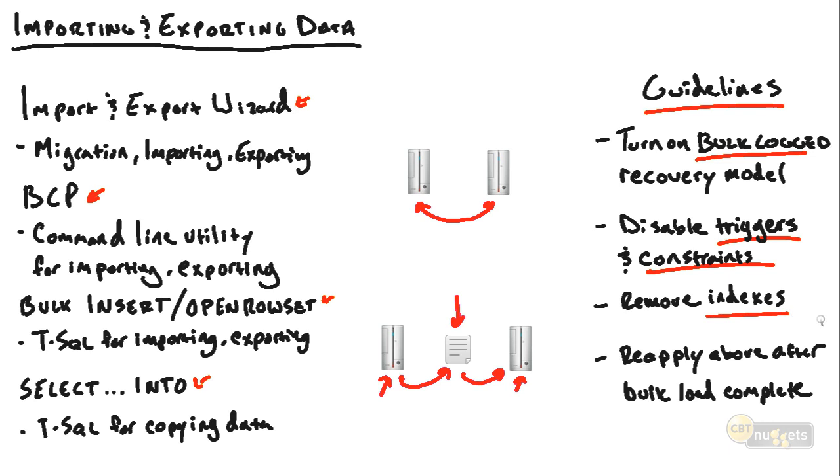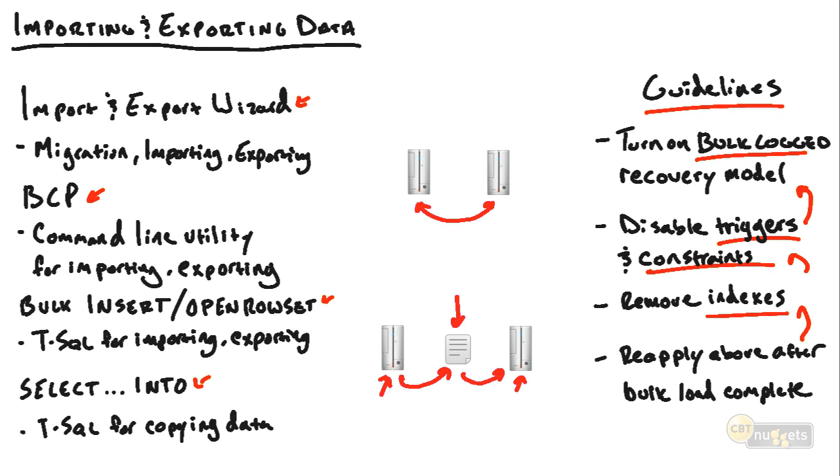And then indexes. Indexes, if they're on there, they're going to get extremely fragmented from loading all of this data. So remove them. And when you're done, reapply them. Re-add your indexes, re-enable your constraints and triggers, and turn your recovery model back to full or simple. So those will all make sure that your bulk load processes, your importing of data, goes smooth.